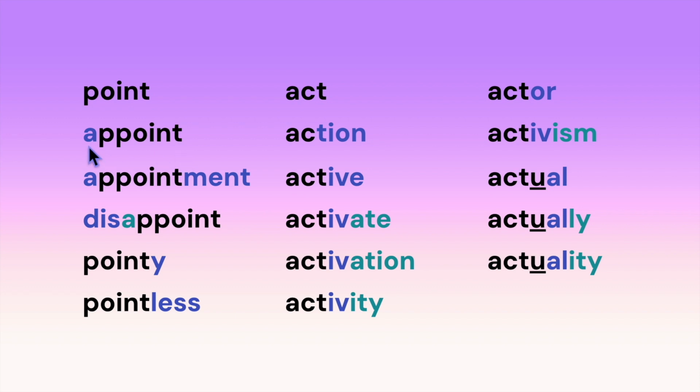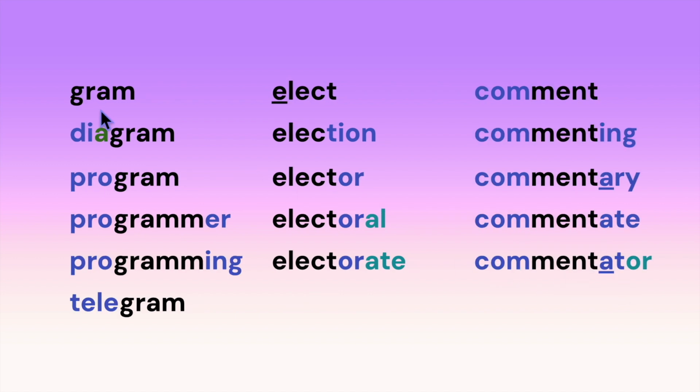Notice that A at the beginning of a word often schwas or takes on a short U sound. Appointment, disappoint, pointy, pointless. Here we have the root act, action, active, activate, activation, activity. Actor, activism, actual. Notice the long U sound. Actually, actuality. Here's our root gram, diagram. Notice the A schwas. Program, programmer, programming, telegram.